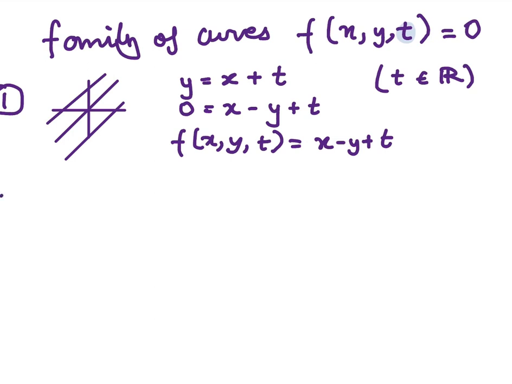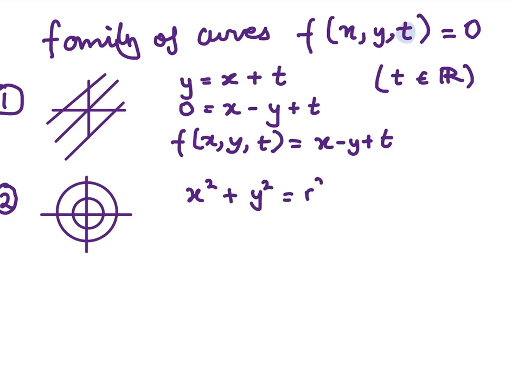Okay, let's look at the next example. So we've done lines. What about circles? Let's say we have a set of concentric circles with centre 0, 0. Now, our radius could be anything. All we know is that the centre is the origin. Hopefully, you know that the general equation of a circle with centre 0, 0 is x squared plus y squared equals r squared, where r represents the radius.